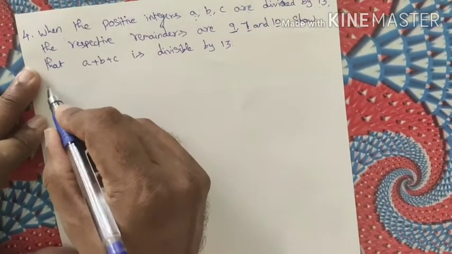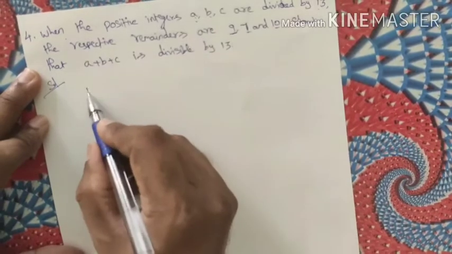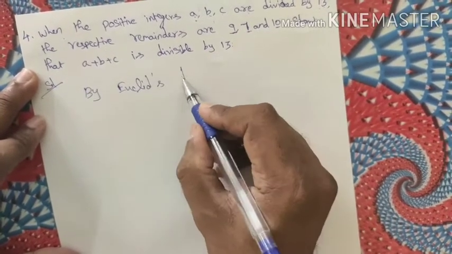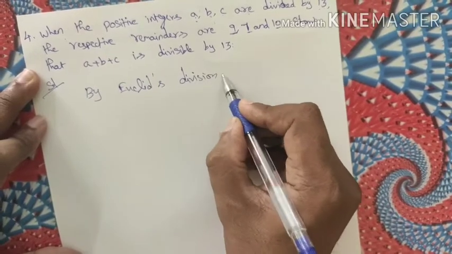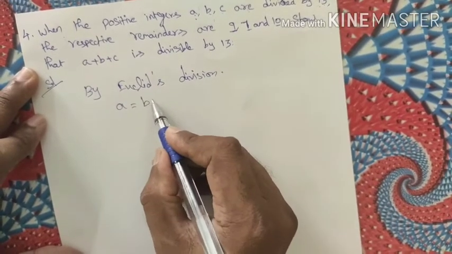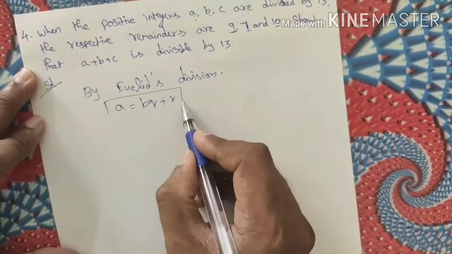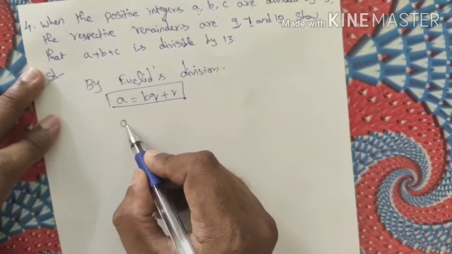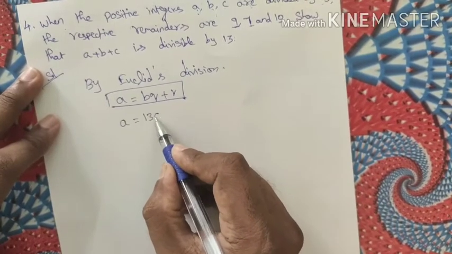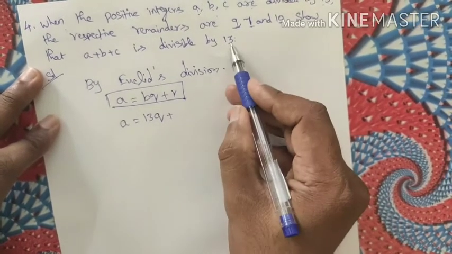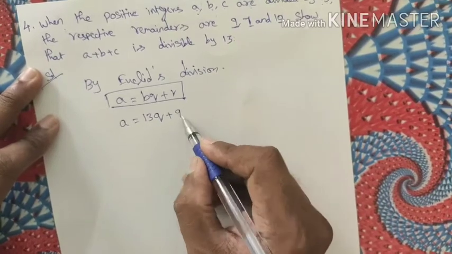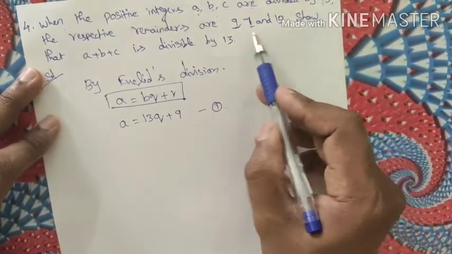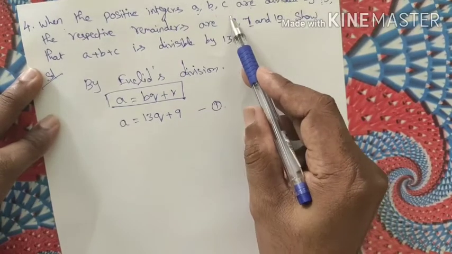Solution by Euclid's division algorithm. We know the formula, that is a is equal to bq plus r. Now a is divided by 13. A number is divided by 13, it gives a quotient plus the remainder 9. Let me take it as equation number 1. A is divided by 13, it gives the remainder 9.